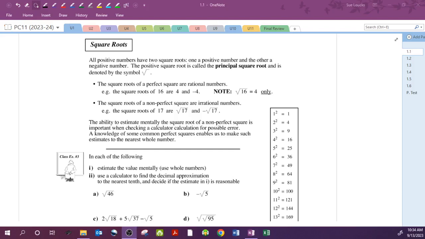This is the second part of Pre-Cal 11 Lesson 1.2 on square roots. So all positive numbers have two square roots. So let's start with what a square root is. A square root is the number that you multiply by itself to get the number you're starting with.